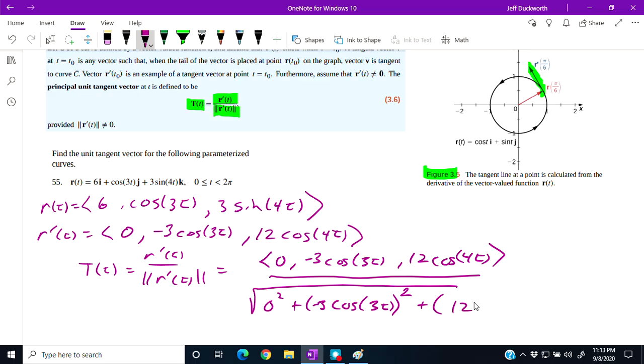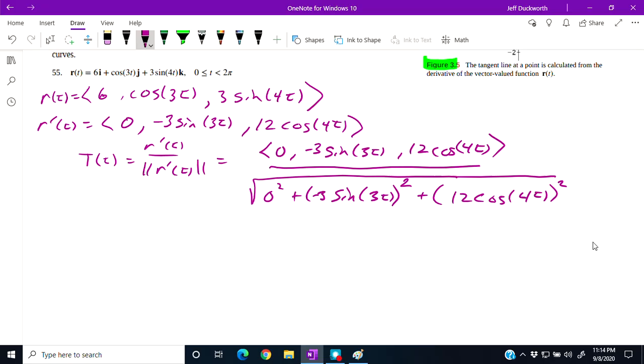Hold on. One of these should be a sine, one of these should be a cosine. So I've made a mistake. This and this and this, these should all be sine. I apologize. Derivative of cosine is sine. All right, and this one's still cosine. And that's all squared. So one more step to clean up the bottom a little bit.